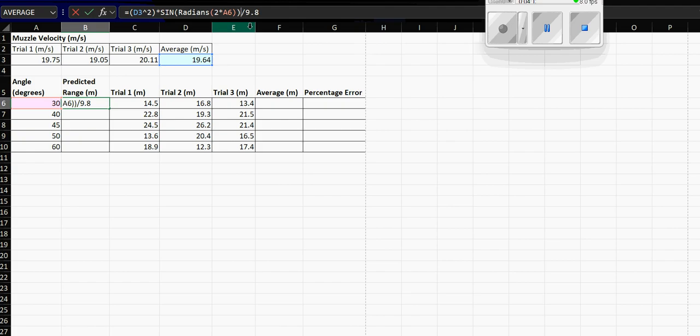So I'm going to throw some more brackets around here just to make sure that 9.8 is dividing everything on the numerator, make sure everything is behaving as it should. Here we go. I got 34.08. Now here's the nice thing. I can take this and just drag this down.